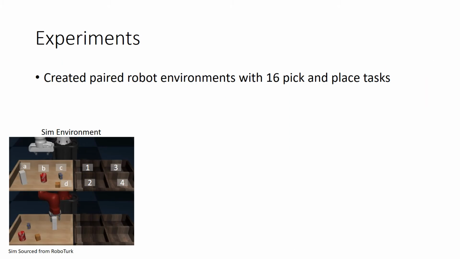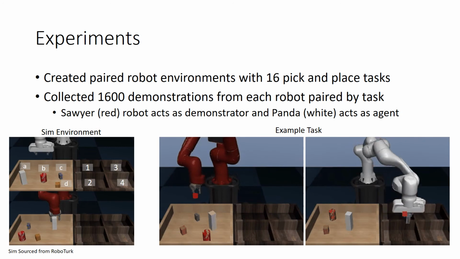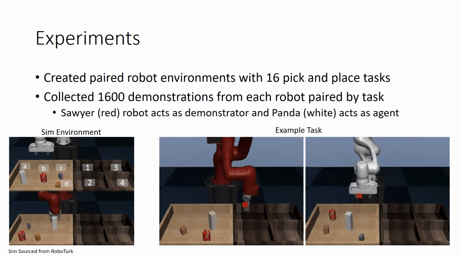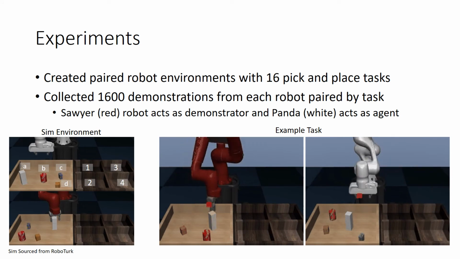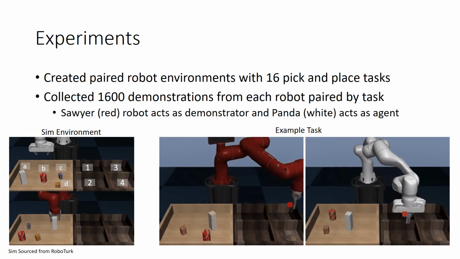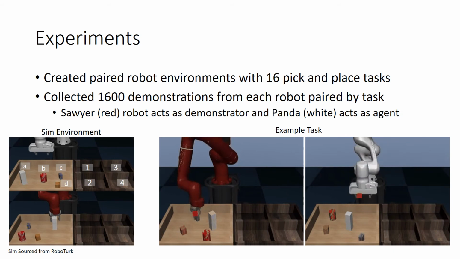We create MuJoCo environments with 16 tasks corresponding to taking each object to a separate bin. The environment is duplicated to support two robots. The red Sawyer robot on the left acts as the teacher, and the white Panda robot acts as the target agent. A dataset of 1,600 demonstrations is collected to test our method.